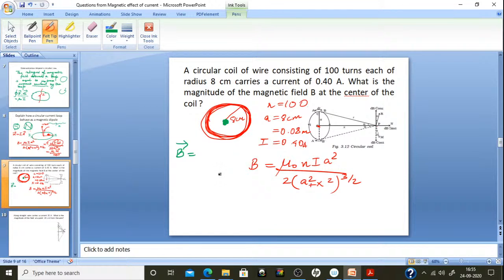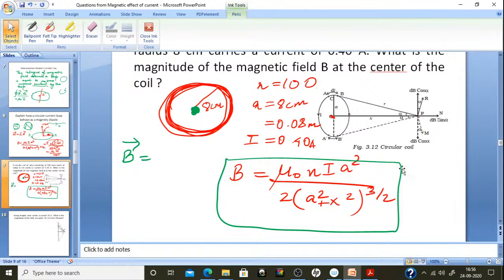What is the formula? How to get the formula? To get the formula for the center, I will use this one. Now see, this is the formula for the magnetic field B at a point P, which is at a distance x. If you look at this diagram, let me just zoom in. This B here is the magnetic field B at point P, which is at a distance x. So if I want to find out the magnetic field B at the center, I will use this formula only.